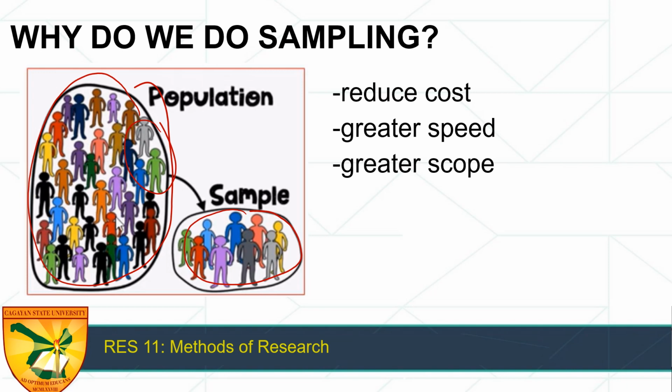Next is for greater scope. You can test, let's say, each group of indigenous people if you only use samples from the larger population. And lastly, for greater accuracy. The sample has been drawn from the population, and the sample should be a representative sample so we can generalize it to the larger population. Hence the need for sampling technique, because if the sample is not representative of the general population, there will be a problem in generalizing the results of the study.